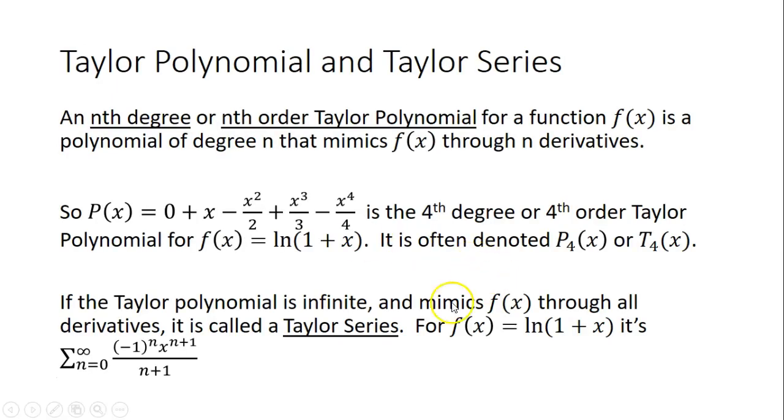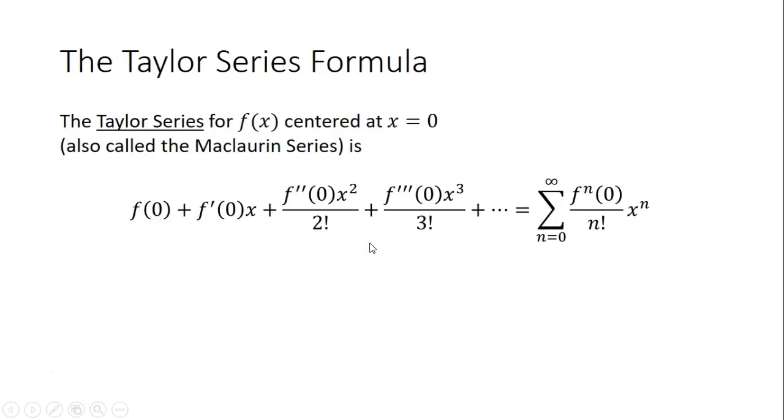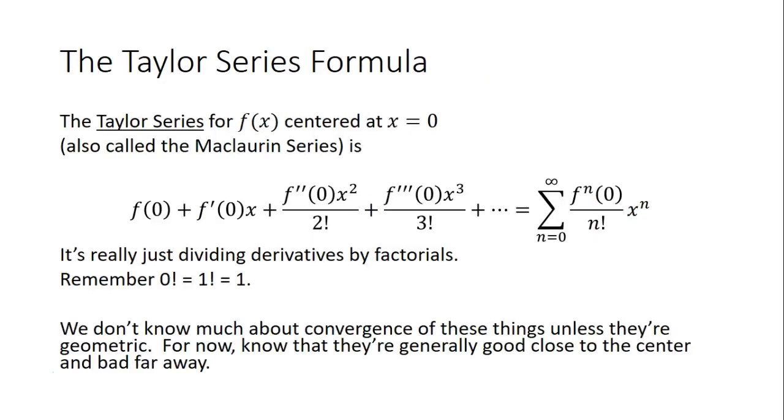So the natural log function, we know that this only converges between -1 and 1 because we found this a different way as well. We found it using geometric series. But any other function, we don't really know anything about how they converge. So for now, just know that they're generally good close to the center. So anything you center at 0 will be pretty good close to 0. And they're going to be bad the further away that you get, right?